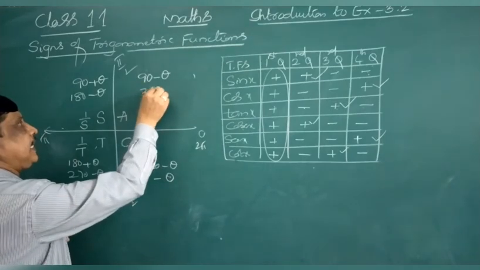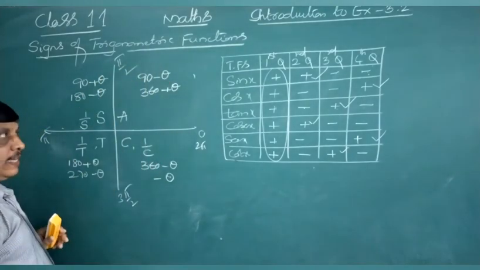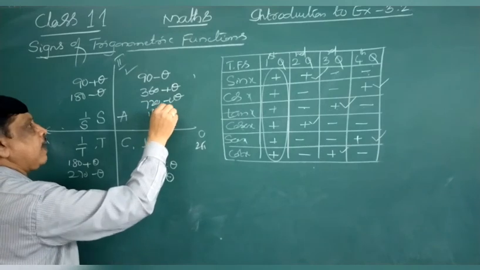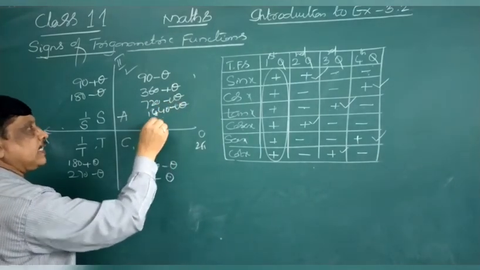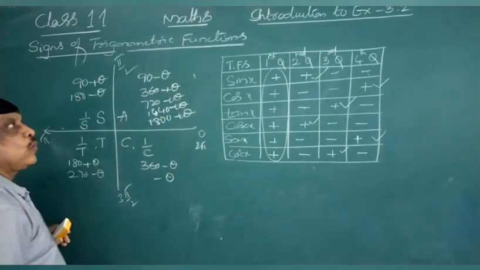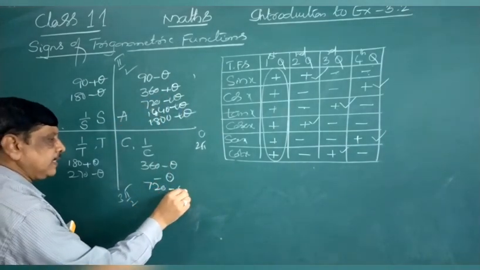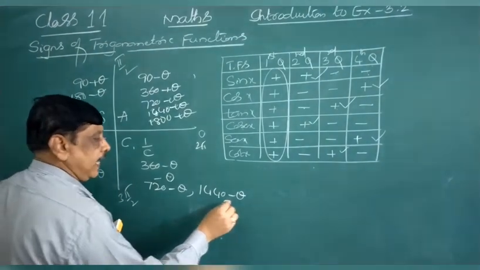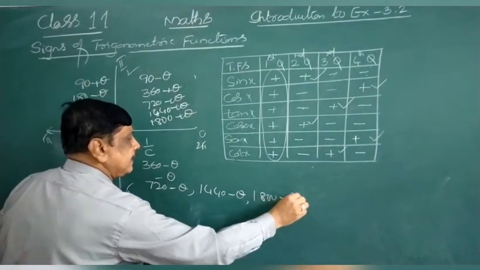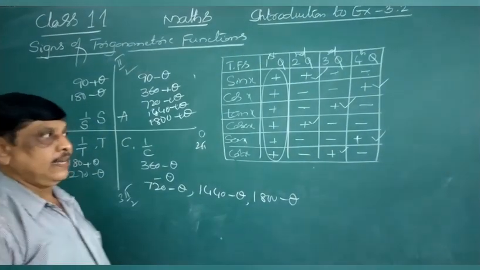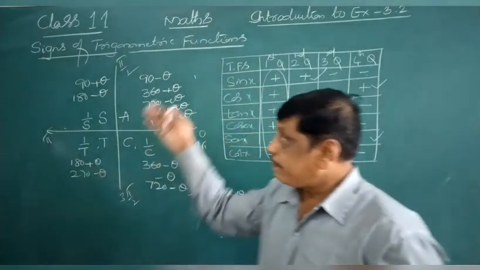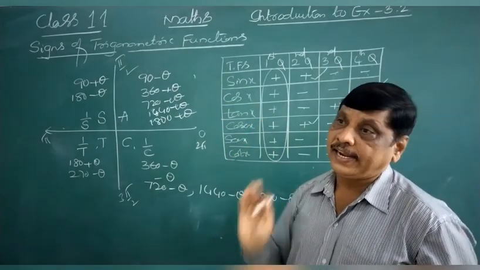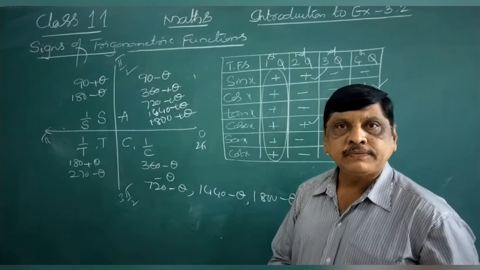Next, 360 plus theta is a first quadrant angle. 720 plus theta is a first quadrant angle. 1440 plus theta is also a first quadrant angle. 1800 plus theta is also a first quadrant angle. 720 minus theta is a fourth quadrant angle. 1440 minus theta is a fourth quadrant angle, and 1800 minus theta is also a fourth quadrant angle. I hope all of you understood this. With this in mind, we can evaluate the trigonometric functions of any angle. Okay, thank you.